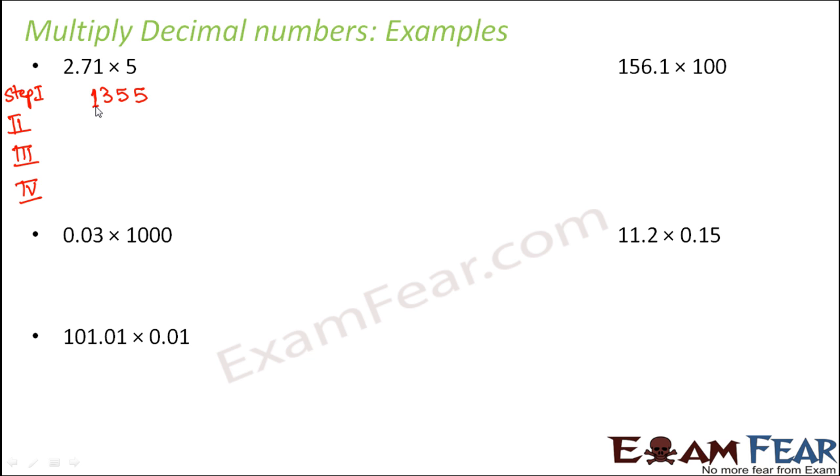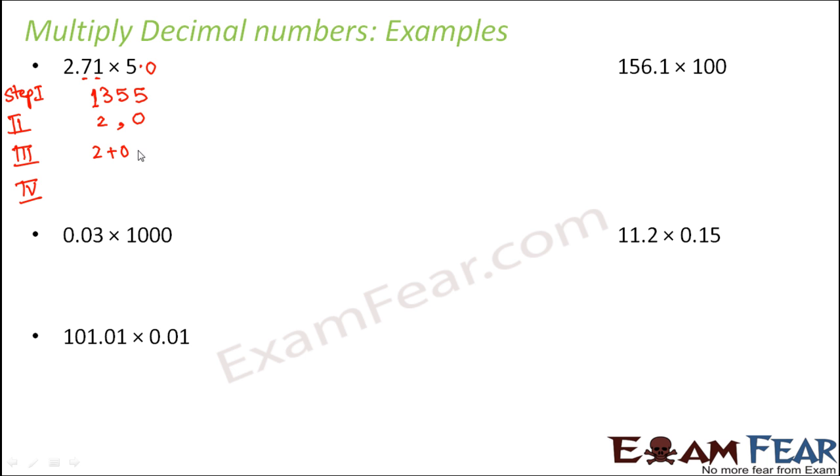In the second step, we see how many digits we have after the decimal point for both the numbers. For the first number, we have 2 digits after the decimal point. For the second number, how many digits do we have after the decimal point? 0, because 5 is like 5.0. After the point, you do not have any digit basically. So this is 0. In the third step, we find the sum of the number of digits.